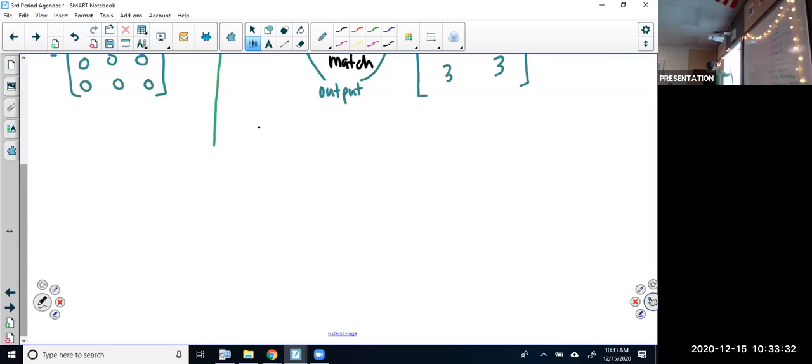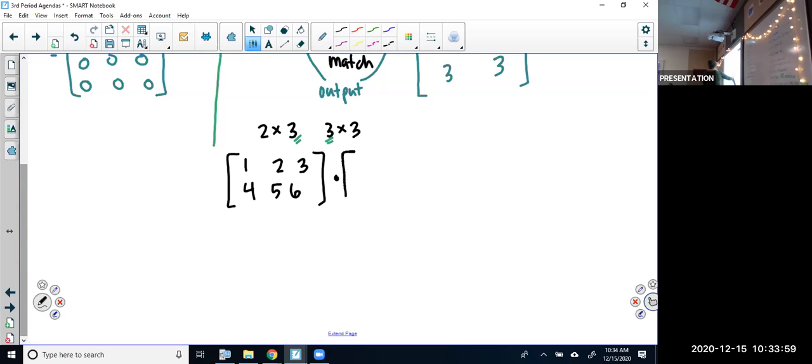We can do a 2 by 3 and a 3 by 4. Or we can do a 2 by 3 and a 3 by 3. Let's do a 2 by 3 and a 3 by 3. Okay, so the insides match, so that means we're going to be able to do the multiplication. Here's our example, a 2 by 3. Let's do 1, 2, 3, 4, 5, 6. That's scary. Times a 3 by 3.